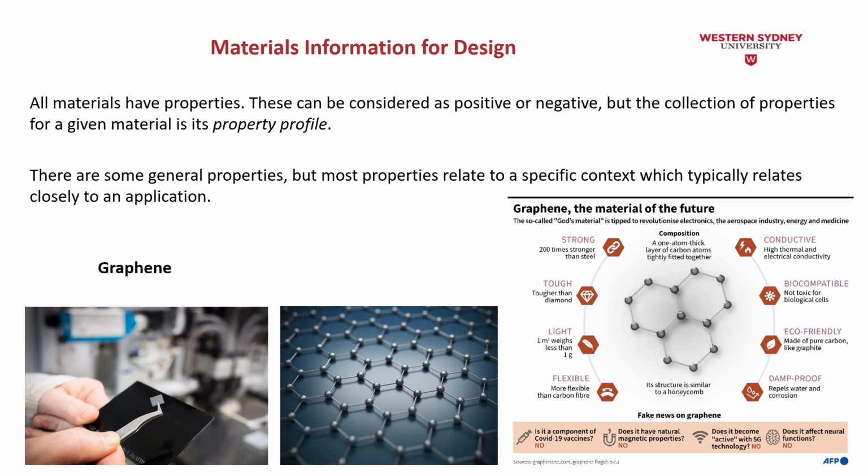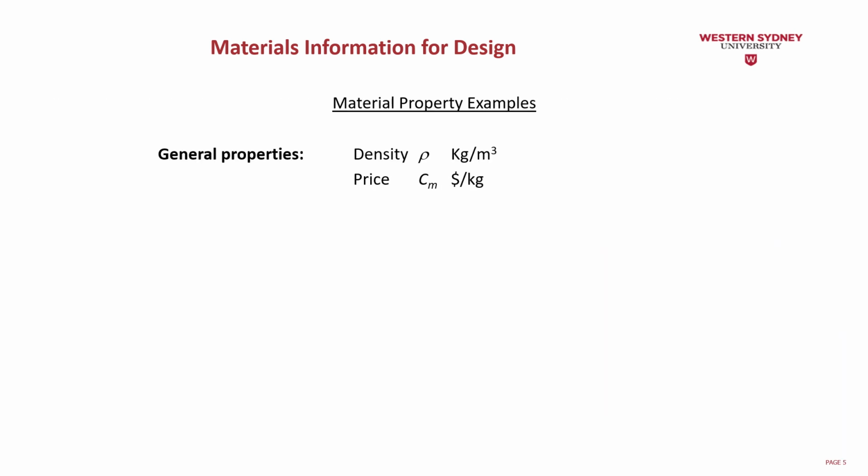But still, you can see that there is fake news about graphene. Here they said that it's a component that causes the COVID-19 vaccines. It's not. Does it have natural magnetic properties? No. Does it become active with 5G technology? No. And does it actually affect the neural functions? So actually, all these are fake news. So we have to look at the correct references when we make decisions.